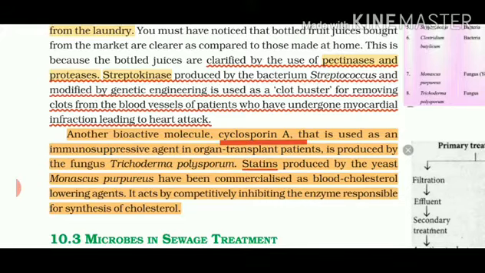Mostly we have seen several patients who say that their cholesterol is high in the blood. So those medicines contain these statins. It acts by competitively inhibiting the enzyme. If you remember in the biomolecules chapter in class 11, we talked about how enzymes can act as inhibitors. So here this statin is inhibiting the enzyme which is responsible for synthesis of cholesterol.